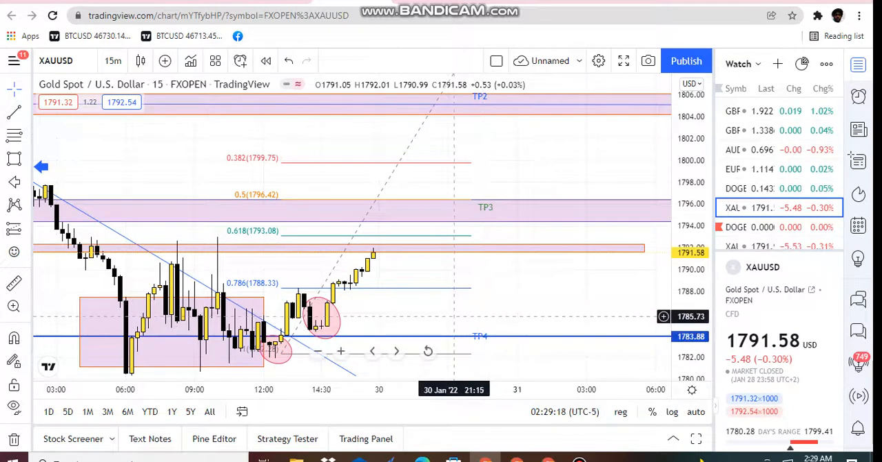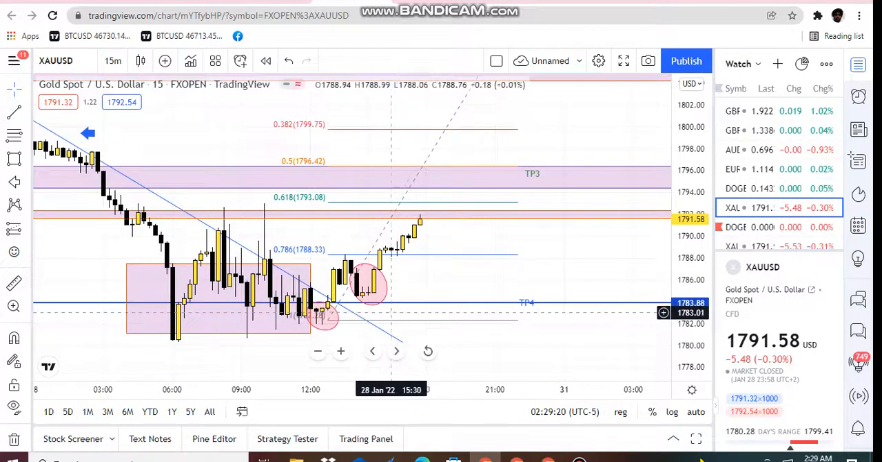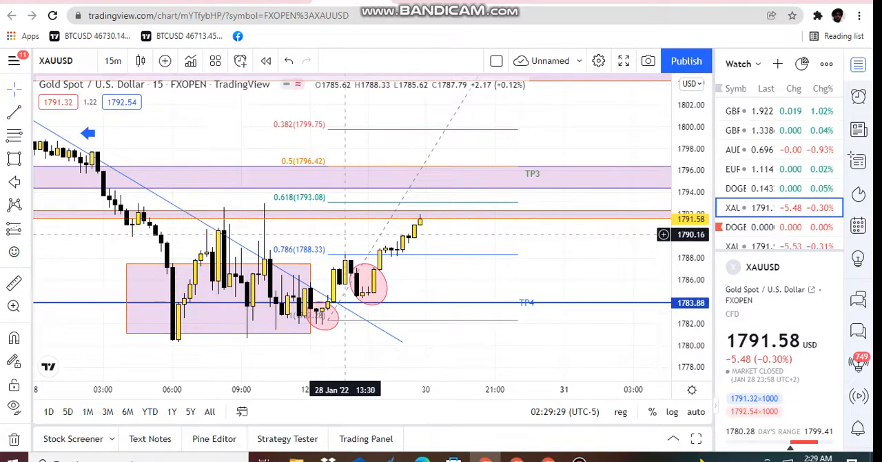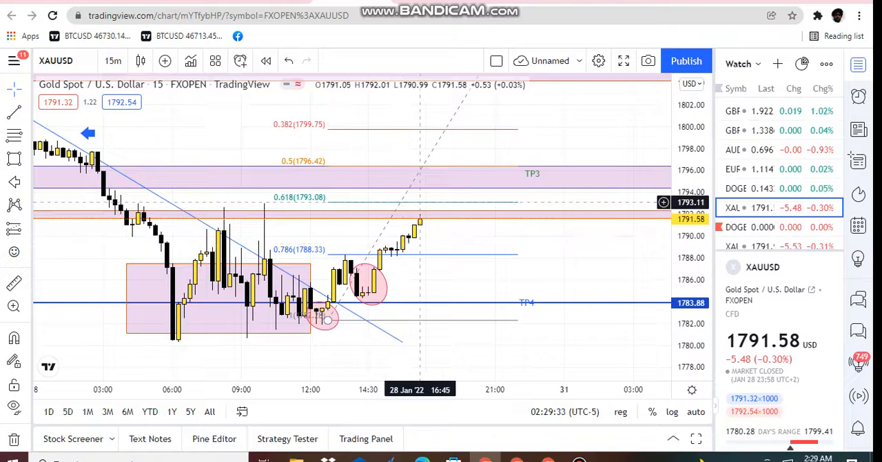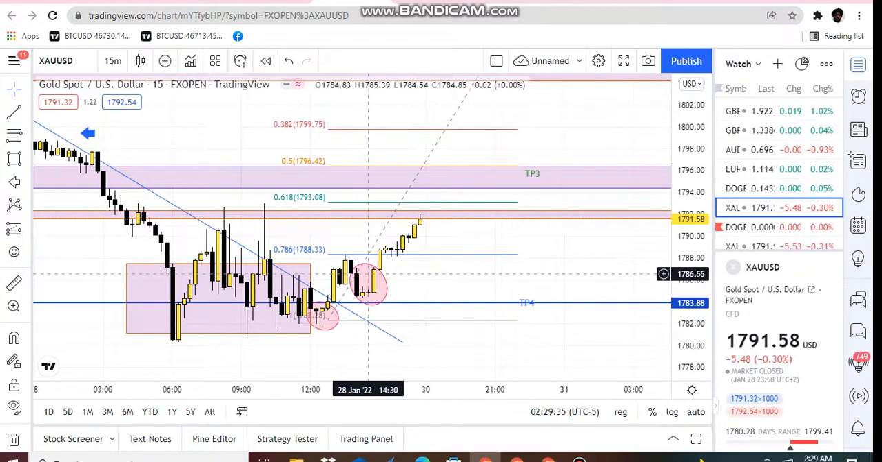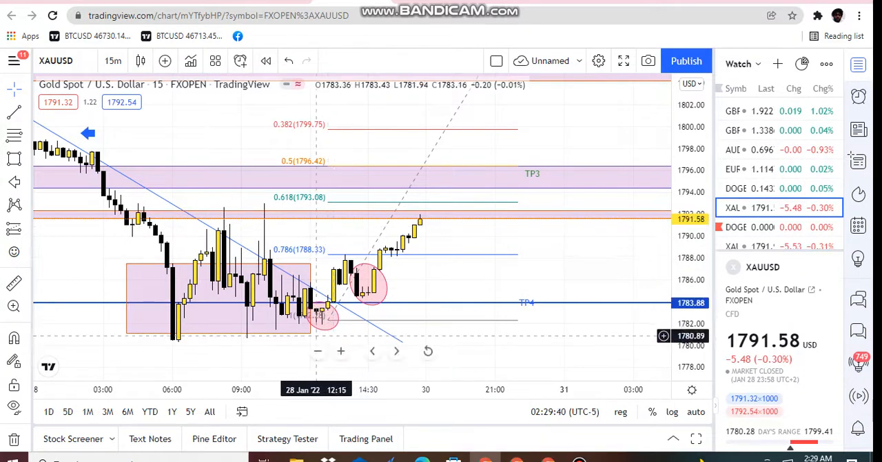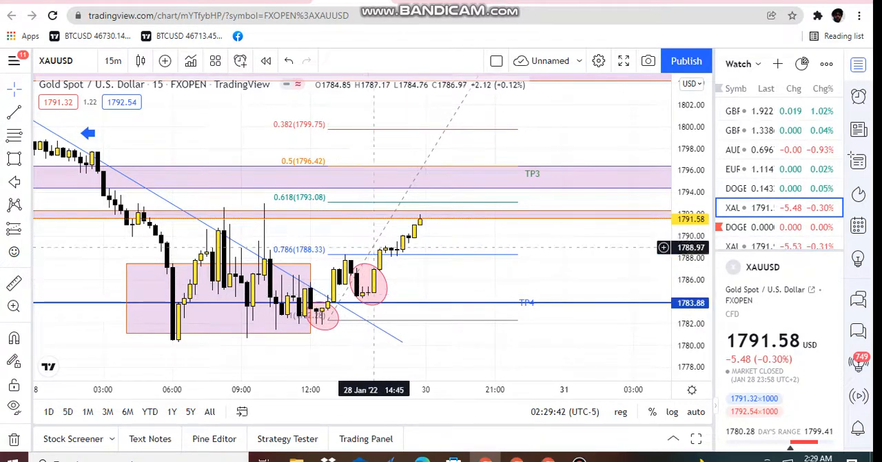So you have to allow price to make structure, and be patient. Once you're in a trade, whether you get in here or here, you have to allow price to make higher highs and higher lows, and higher highs and higher lows, and higher highs. You have to allow price to make market structure. It has to make a higher low before making a higher high. It has to do that.